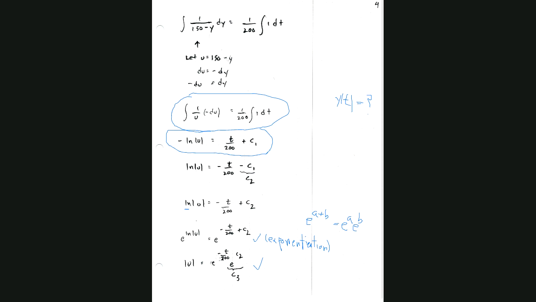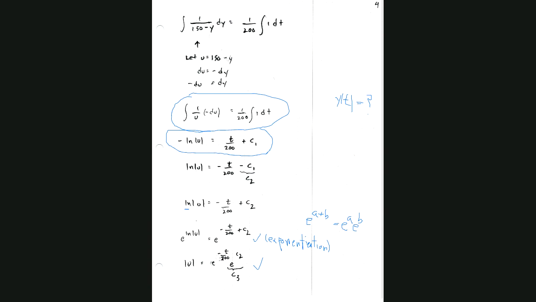So the absolute value of u can be written as e to the -t over 200 times e to the c over 2 power, and e to the c over 2 power we'll call C3. Again, it's a new constant. I'm not going to call it C2, I've got to call it C3. That's important for your work in these problems. On your next exam, I'll be expecting to see that kind of work.